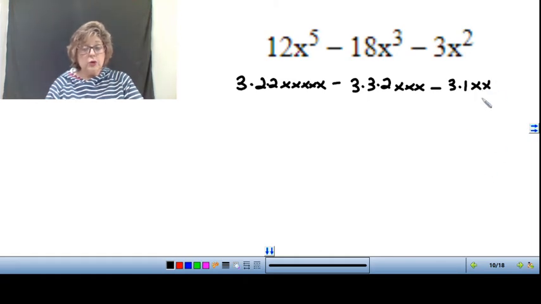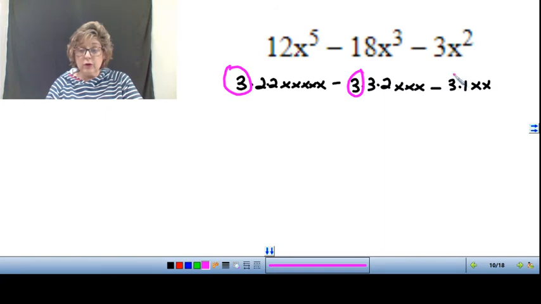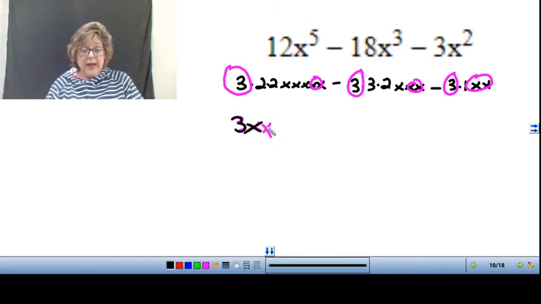So to factor a greatest common factor, first off, I'm going to circle everything that they have in common. Well, they all have a 3 in common, so I'm going to circle a 3. They all have at least 2 x's, so I'm going to circle 2 x's. And that now would be my greatest common factor. So I'm going to bring that out: 3 and 2 x's. That's what I'm going to bring out.